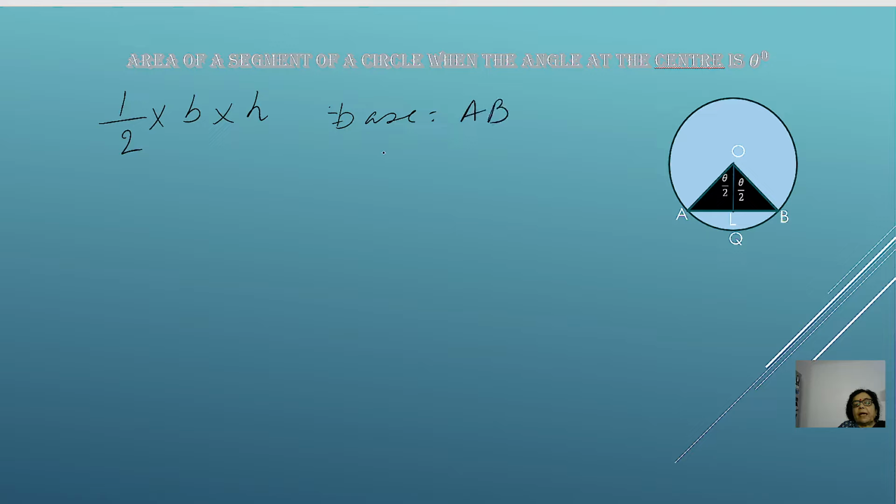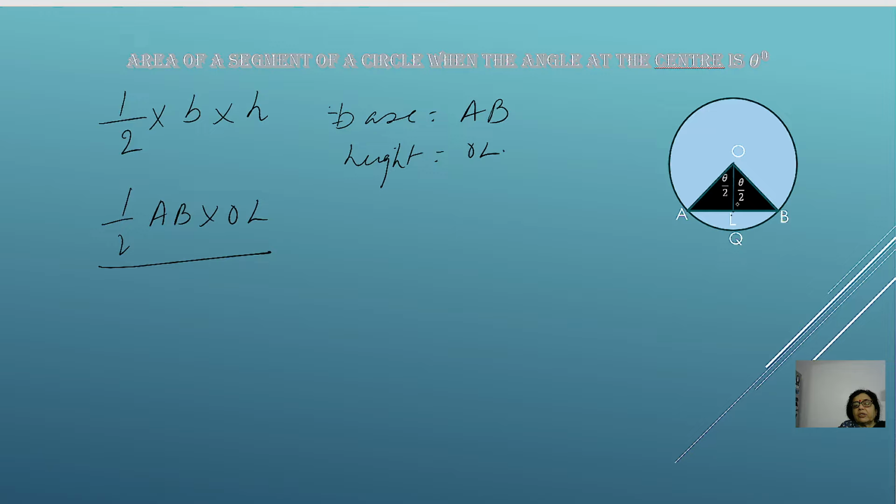AB, and the height is equal to OL. So half base into height, that means half into AB into OL. We need to calculate this, half into AB into OL. So now let's see what is AB and OL. Now when we draw a perpendicular OL in this triangle, it divides the big triangle into two congruent triangles. And so each of these angles over here becomes theta by 2 and theta by 2. The entire angle is theta. So by CPCT we can say that each angle is theta by 2.